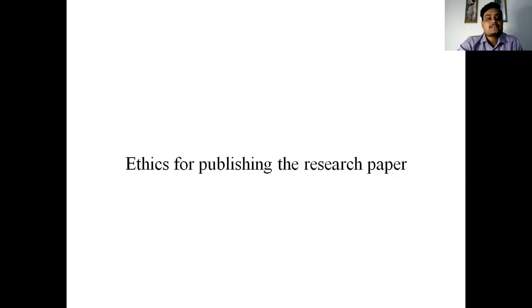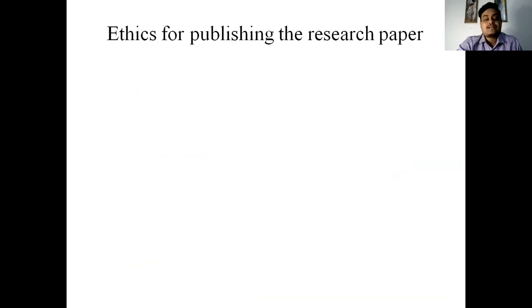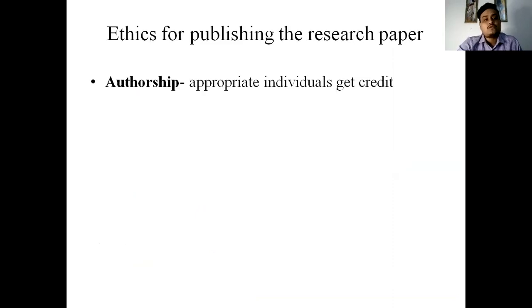Now, ethics for publishing the research paper. There are certain ethics and conditions in which you need to publish a research paper. First one is authorship. You need to know who is the author, who is the primary author, who is the secondary author, who is the corresponding author. The appropriate individual gets credit. If you are writing the paper or you yourself originated the idea, you are the primary author. If someone is helping you in your research paper, he or she is the co-author. So authorship is very important to understand.